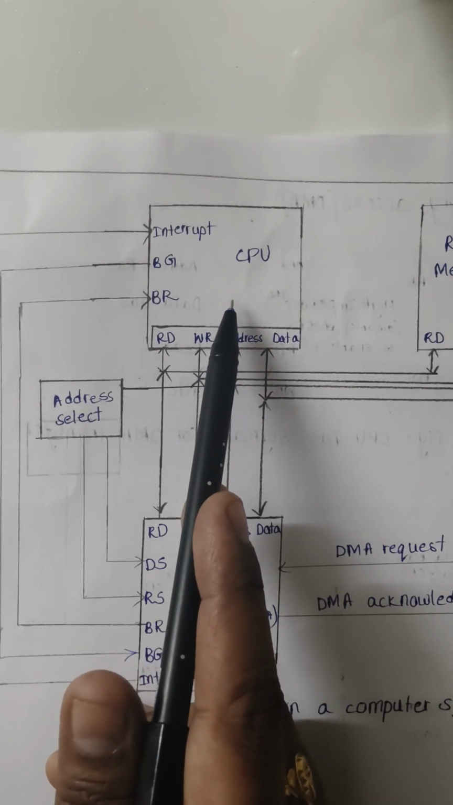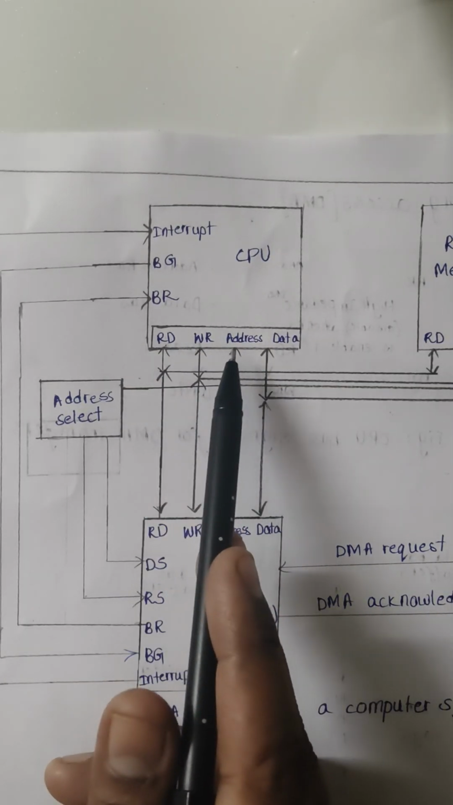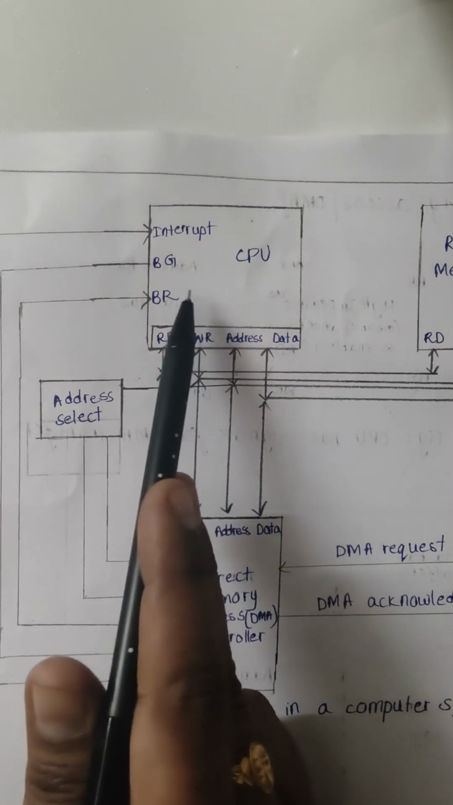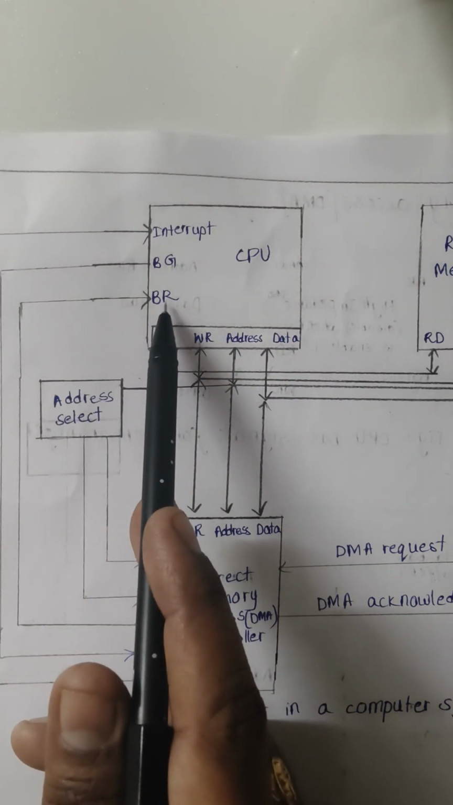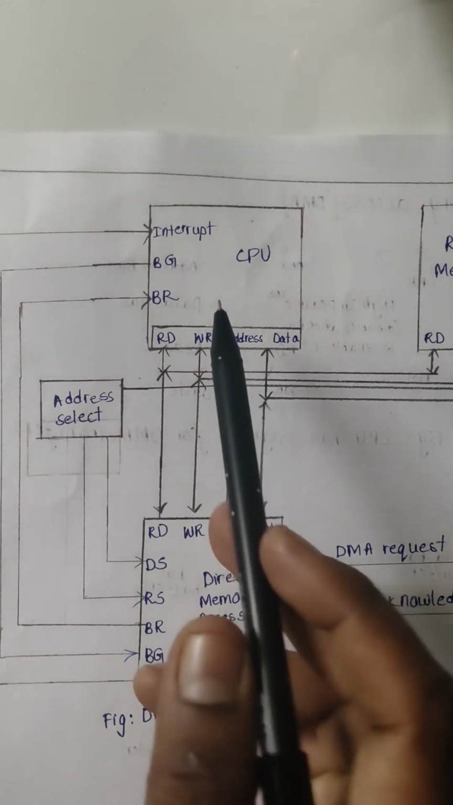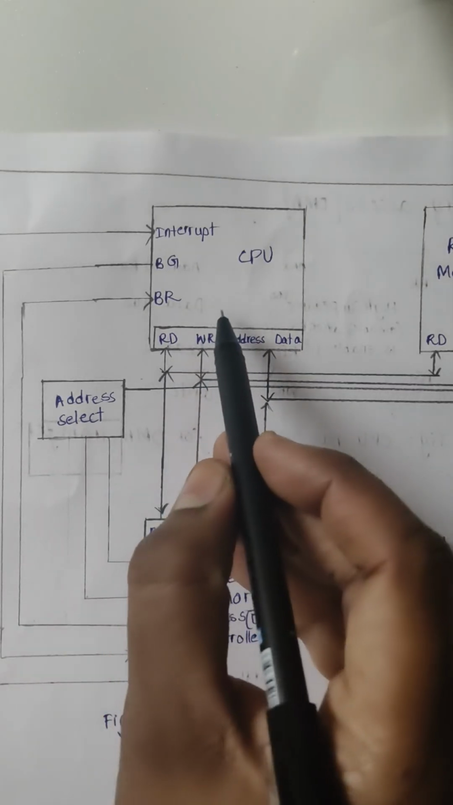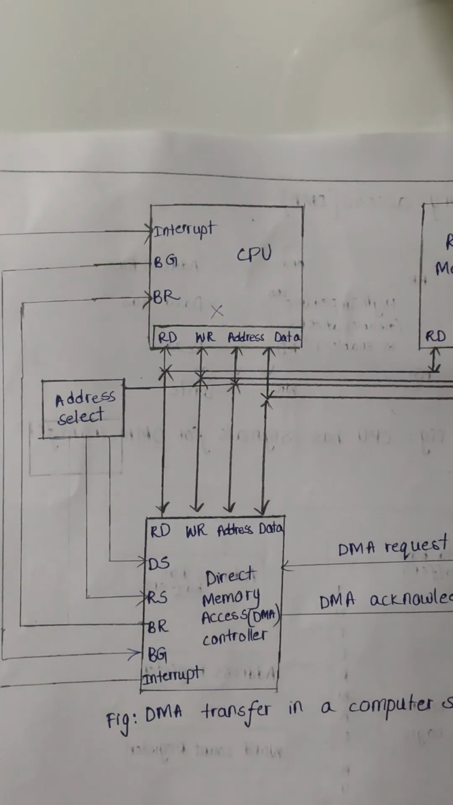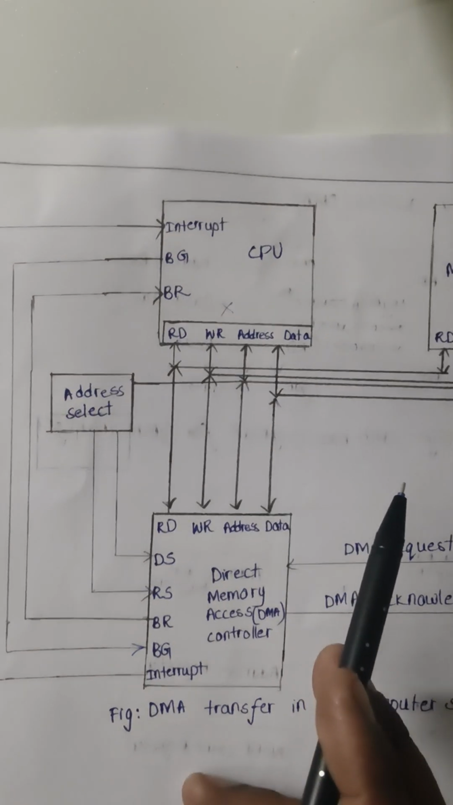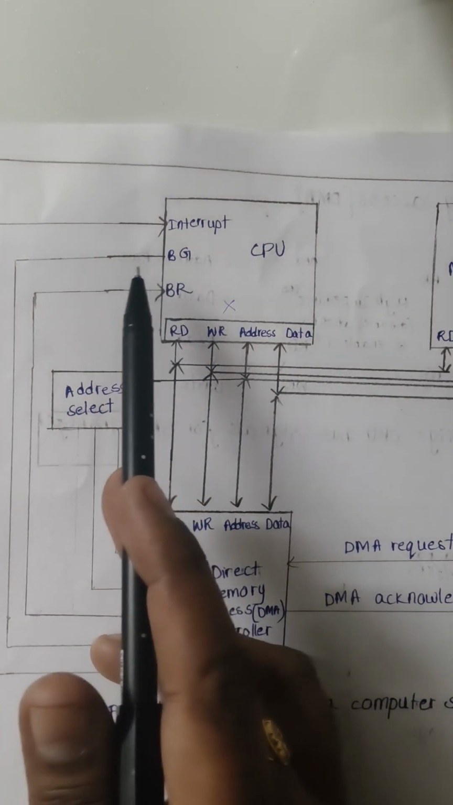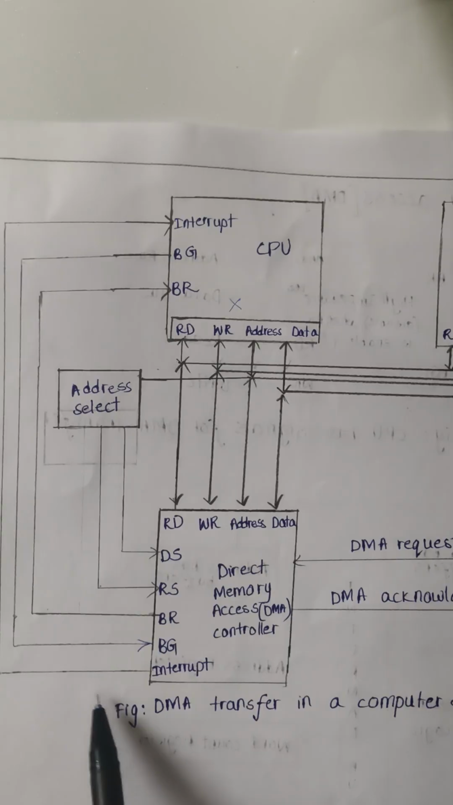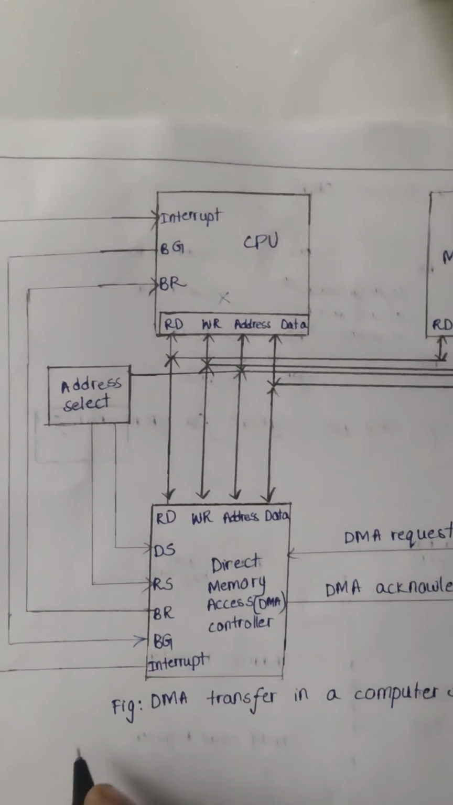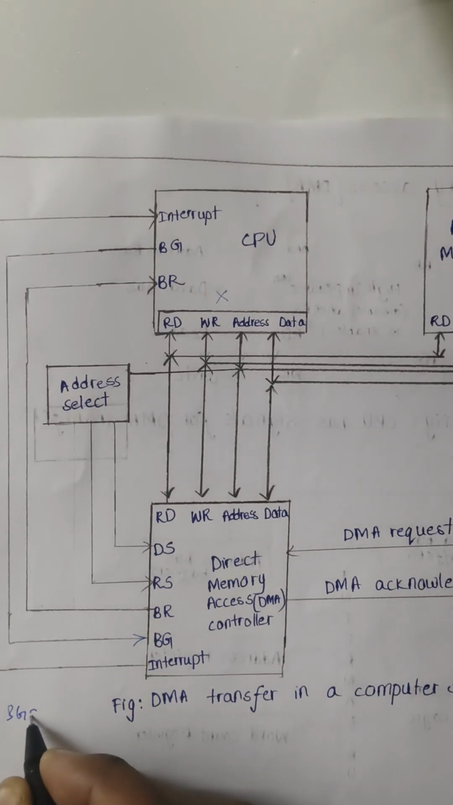Normally we know that the CPU has a read line, write line, address line, and data line. Whenever a bus is requested by the DMA, it is going to keep these lines in a high impedance state. It will disable these lines. Then it is going to grant the bus to the DMA. Whenever the bus is granted, the BG is equal to 1.